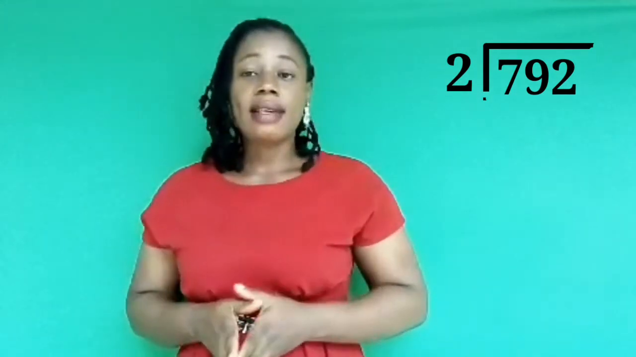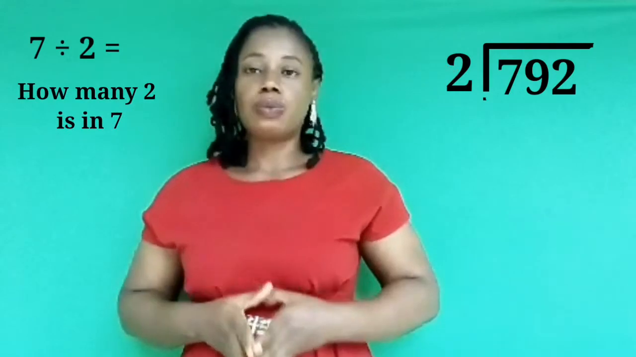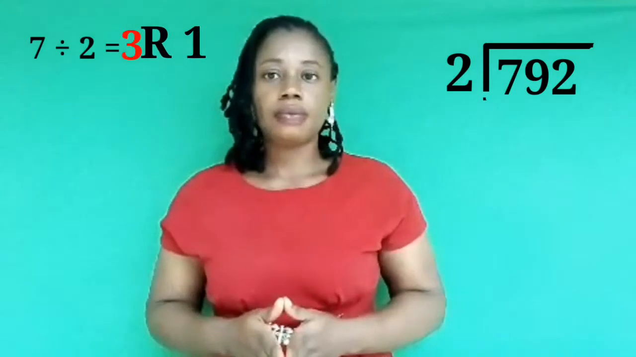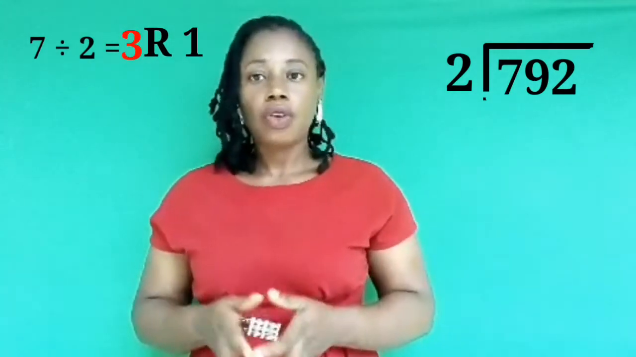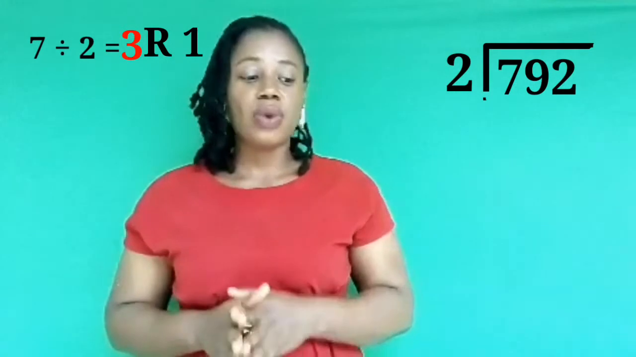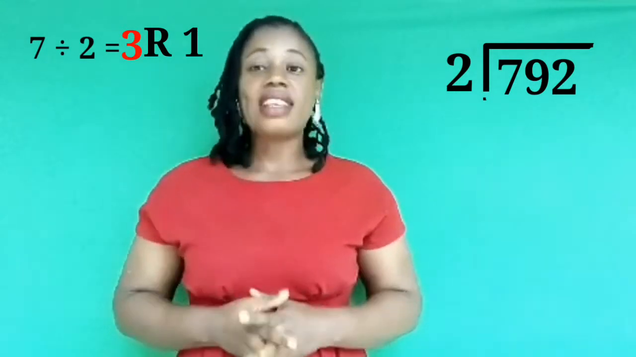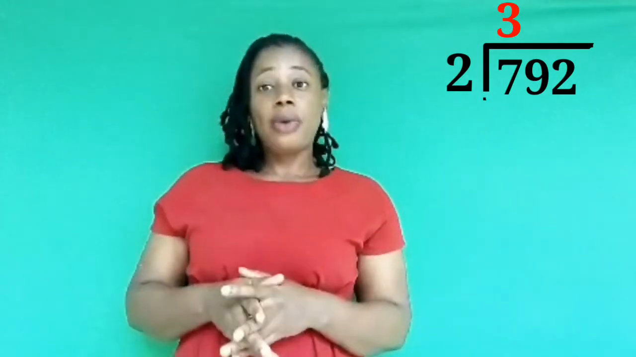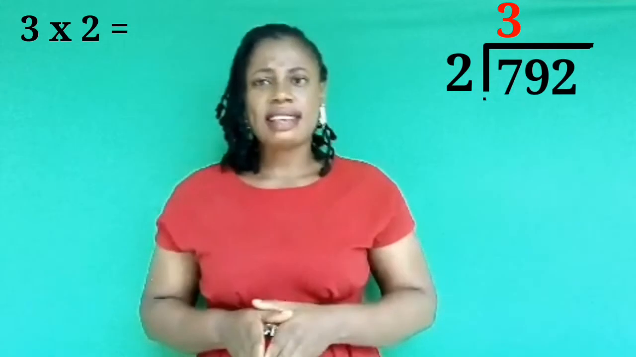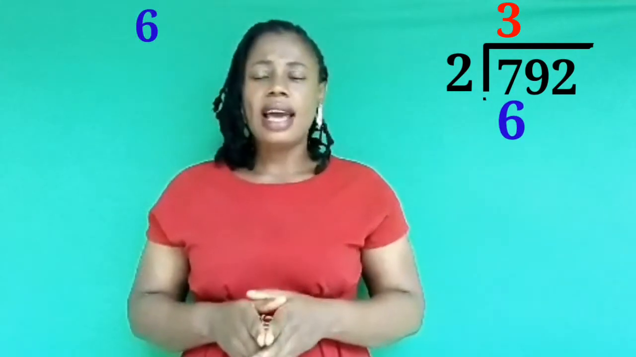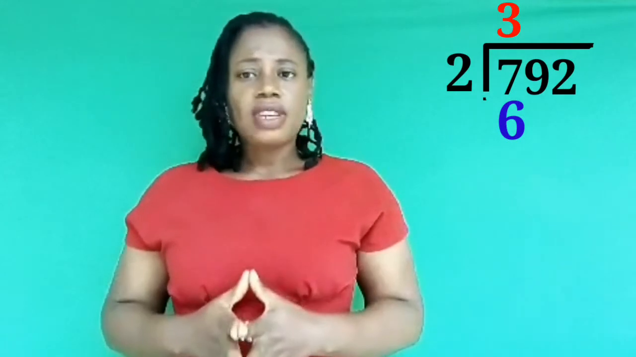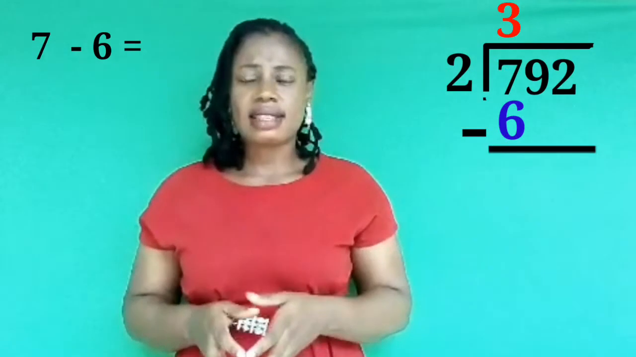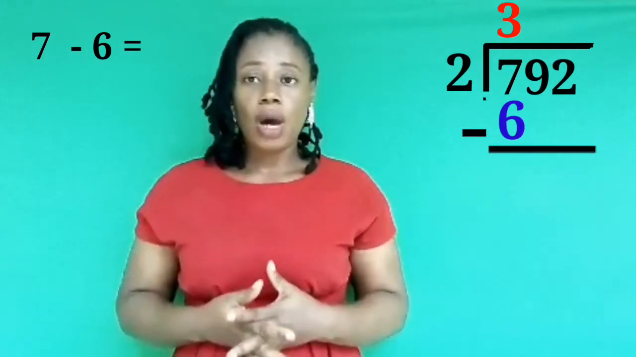Okay, we say 7 divided by 2. You have 3. Remainder 1. We are not going to use the remainder. We concentrate with the answer. So you write it on top of the diagram, and then you move to the second step, which is the multiplication. You say 3 times 2 gives you 6. Second step completed, and then you move to the third step, which is the subtraction. It says 7 take away 6. That will give you 1.